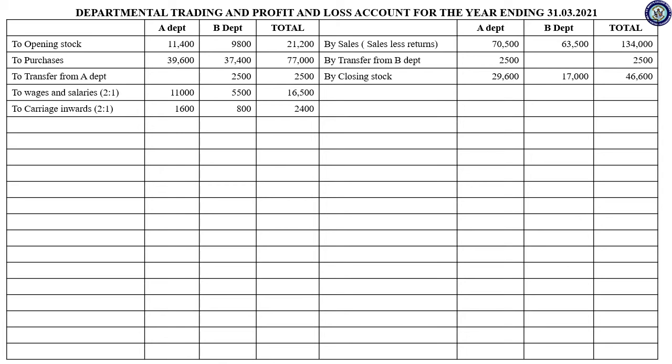So if you do that, if you take the difference, either you will get gross profit or gross loss. Here the credit side is more, so it is gross profit. Now you do the total and calculate the gross profit.